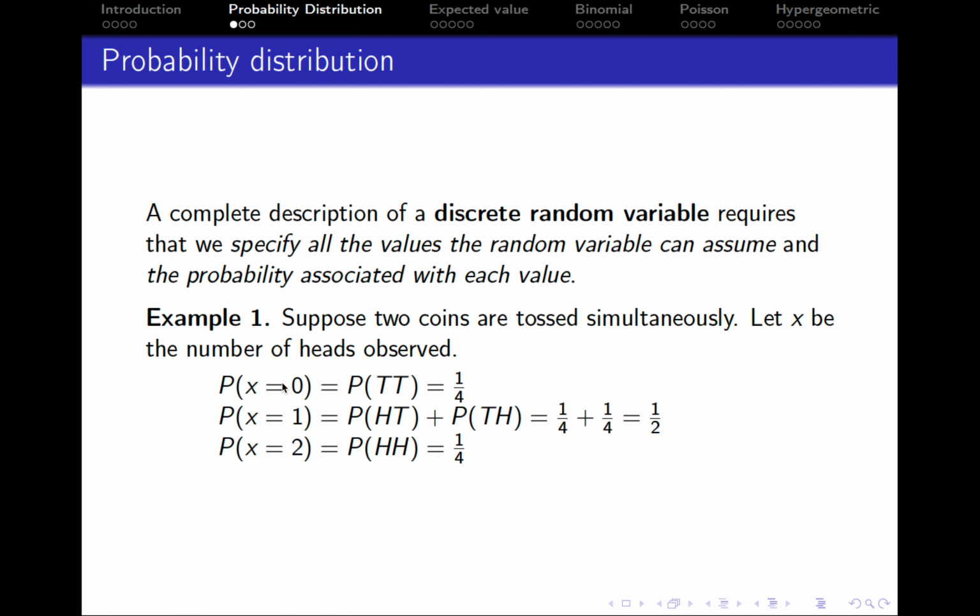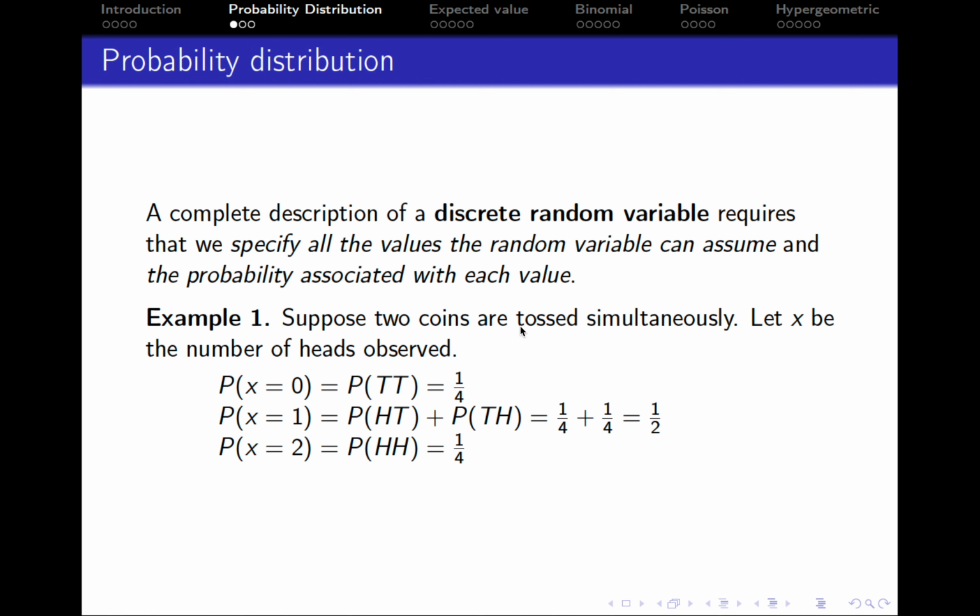So the probability of observing 0 heads is the probability of having 2 tails, which is 1/4. The probability of having 1 head is either observing 1 head and 1 tail or observing 1 tail and 1 head. Therefore, since this is an OR situation, we're summing the two respective probabilities. So 1/4 plus 1/4, we get that the probability of having exactly 1 head is 1/2. And the third option is having 2 heads. So this is equivalent to the probability of having 2 heads, which is 1/4.